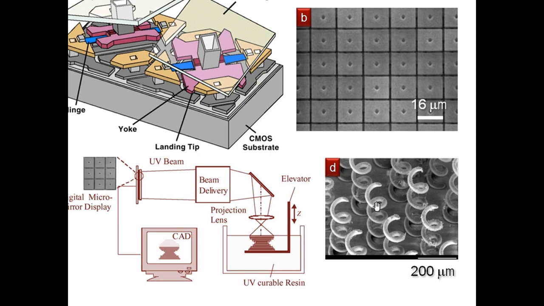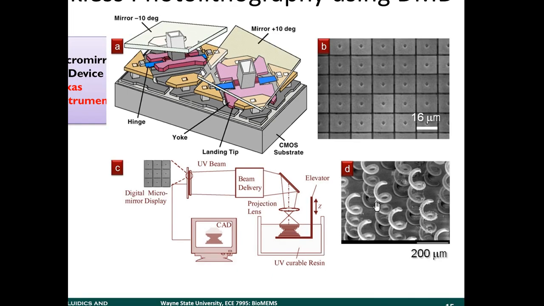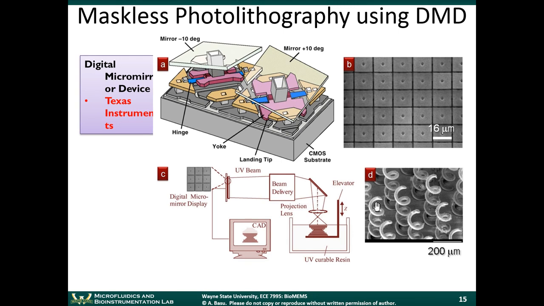But this is nice because you can use these types of light to pattern things in a three-dimensional form, and it's a very scalable process. And these systems obviously are not cheap, but they can make some very complex structures.